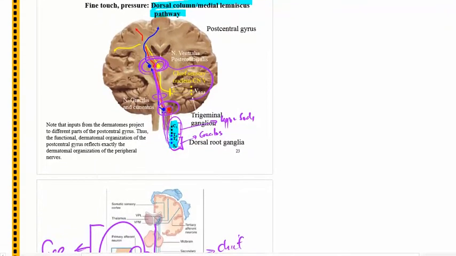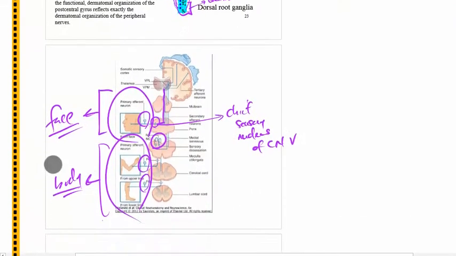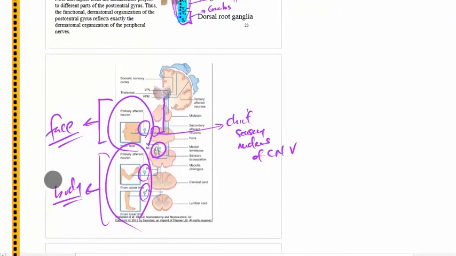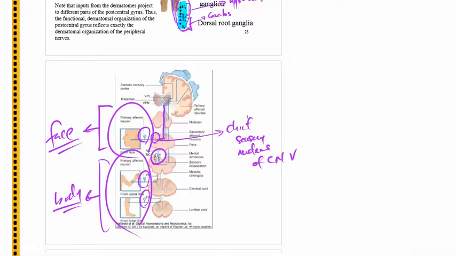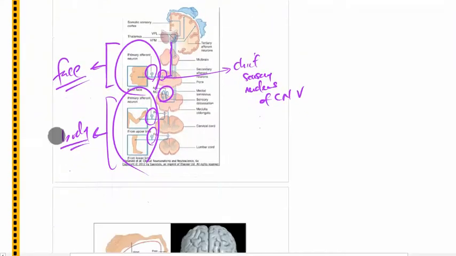So when you were talking about the spinal nucleus of cranial nerve 5, what was that? Or is that the same thing as the sensory nucleus? No, they're two different things. The spinal nucleus of cranial nerve 5 was for the other one. That was for the spinothalamic.